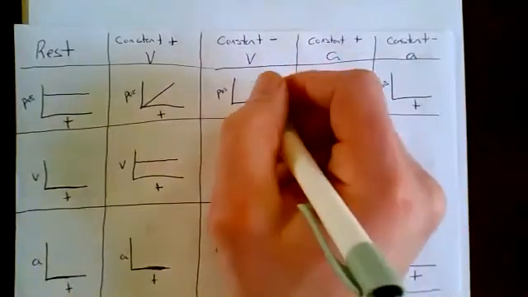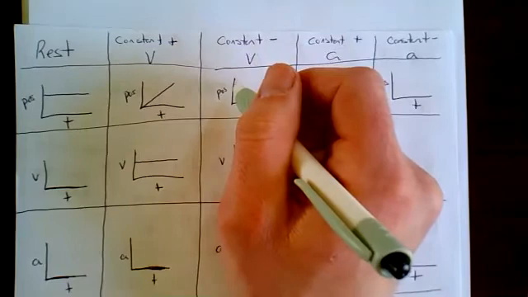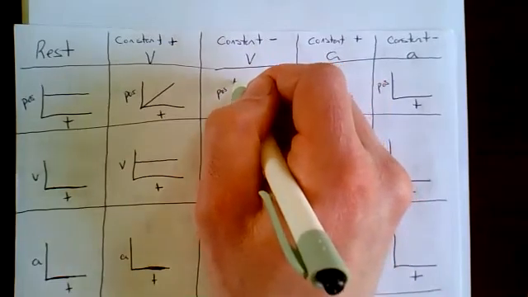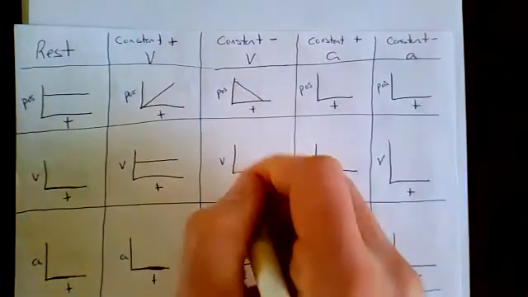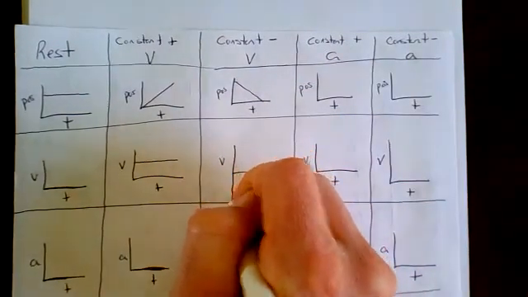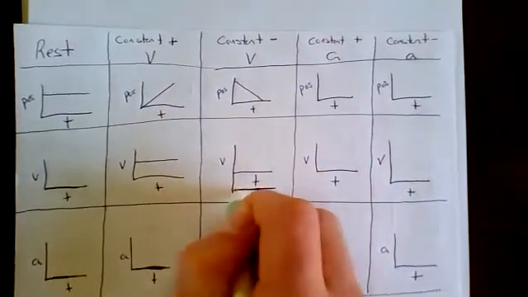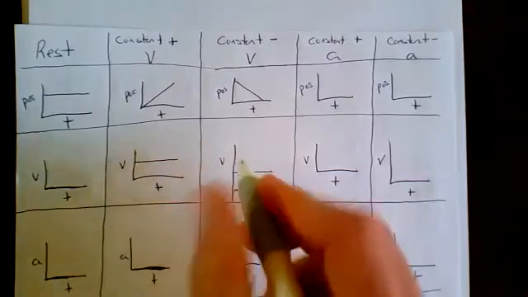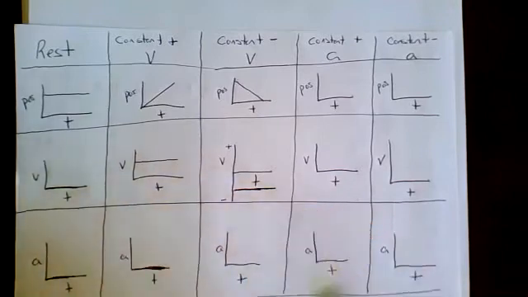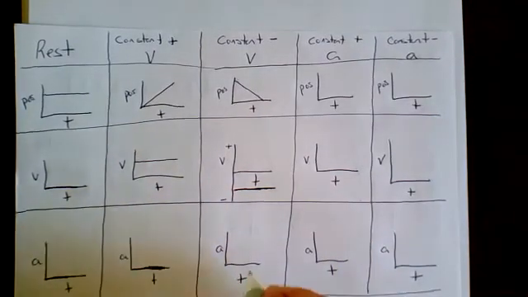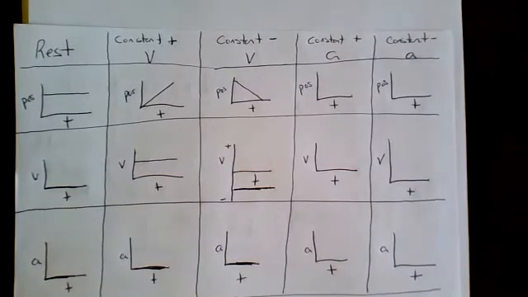Let's go on to here. Now I have a constant negative velocity, so I need a negative slope. I need not just positive, but a negative velocity. Positive here, negative velocity here. But my velocity is still constant, so my acceleration is zero.